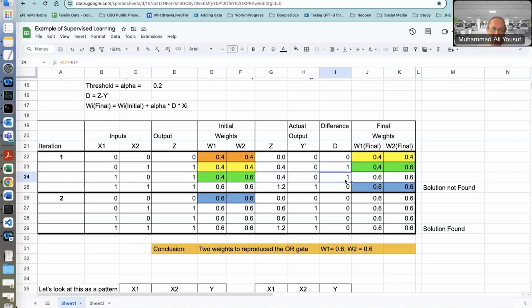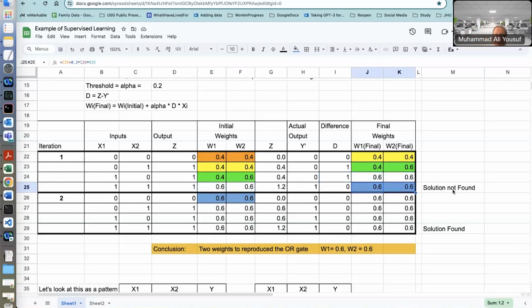The difference turns out to be 1, which means something is wrong. 1 means difference should be 0 actually, which means my prediction should be the same as the value that you wanted, but it is not. When it is not, I have to change. And you can see this number now changed from 0.4 to 0.6. Now they both are 0.6. So we started with 0.4, we reached 0.6 one more time, and we get again 0.6, 0.6.